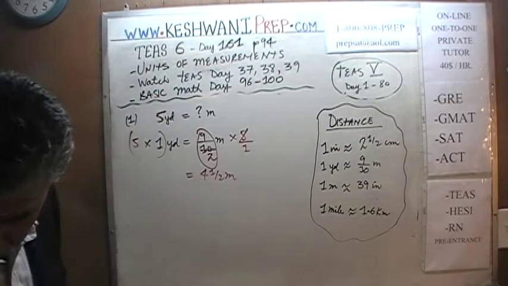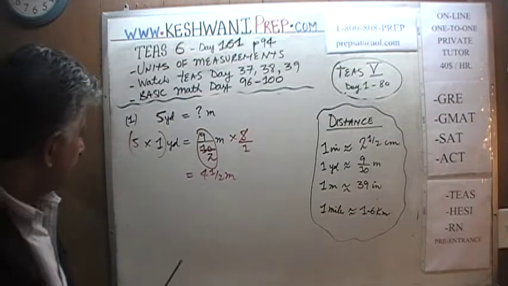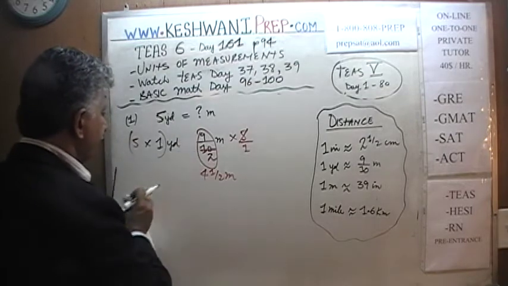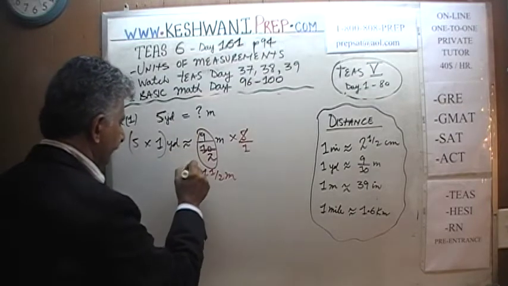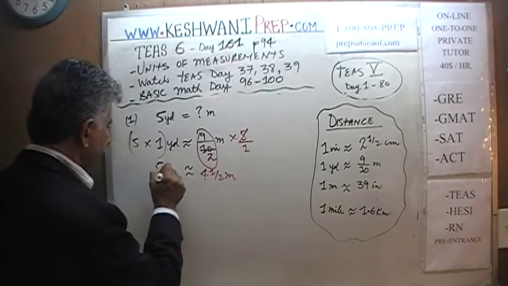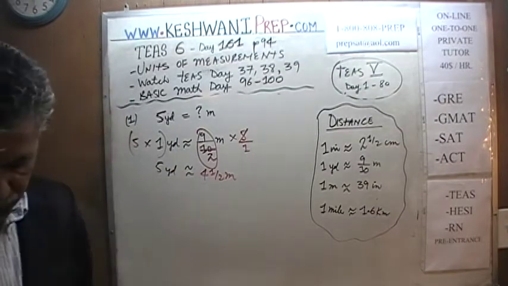I should say equal to, it's not exactly equal to. It's approximately equal to, same here. 5 yards is approximately 4.5 meters.